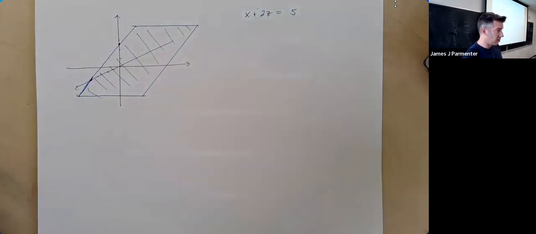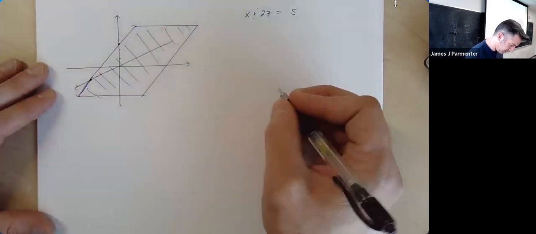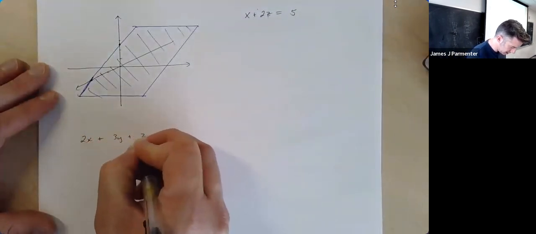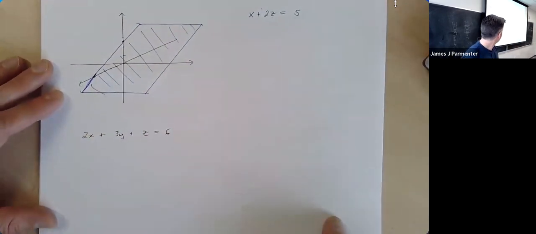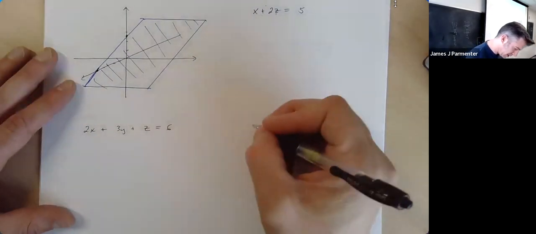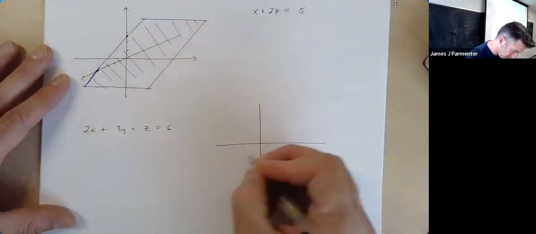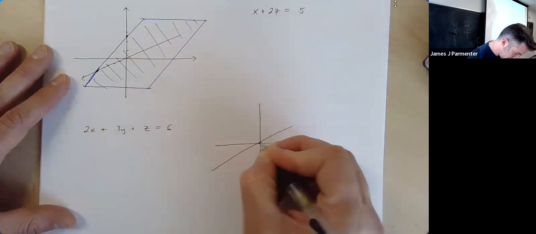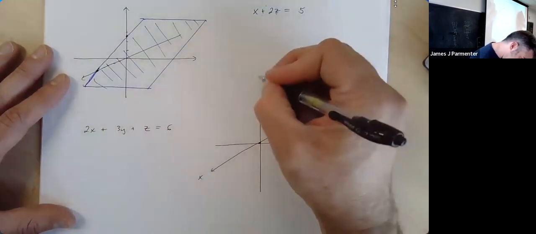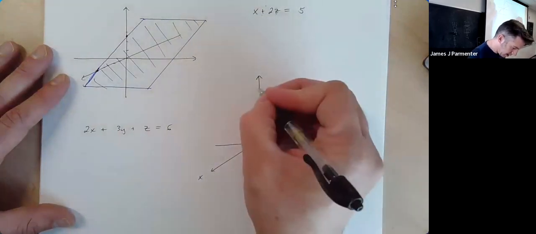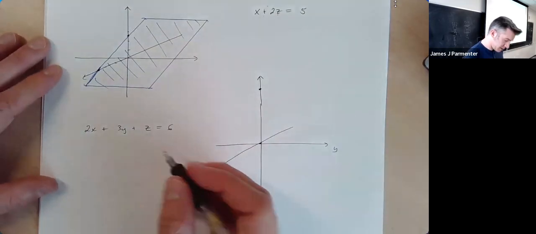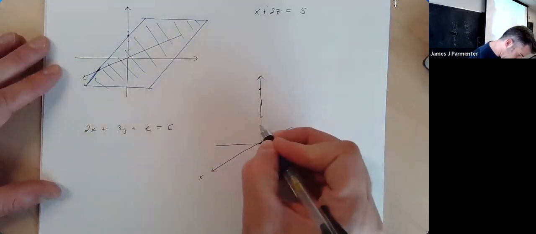You can also have a plane that has all 3 variables. For example, we could have something like 2x plus 3y plus z equal to 6. And when you have all 3, typically the way we deal with this is just to draw, well, I'll show you. So here's my x, y, z coordinate system. And if I'm graphing a thing, typically I want to find all of my intercepts.